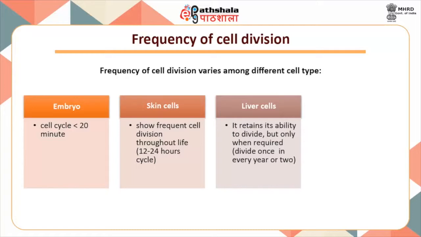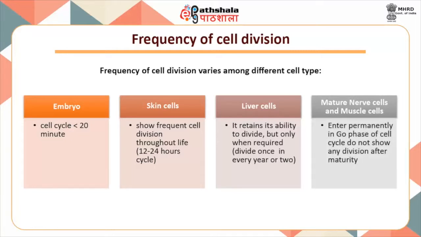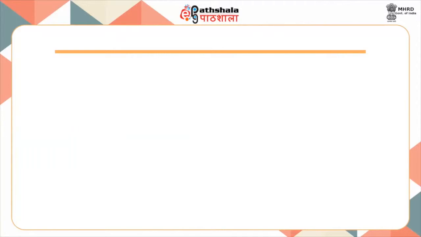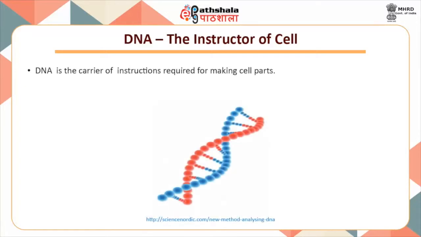Few of our cells, like mature muscle cells and nerve cells, permanently enter the G0 phase and stop dividing after maturity. Before going into detail about the cell cycle, knowledge about DNA, which is known as the instructor of the cell, and the chromosome, which is also known as the carrier of genetic information, is very essential. All the information required for making cell parts or a complete organism resides in DNA.